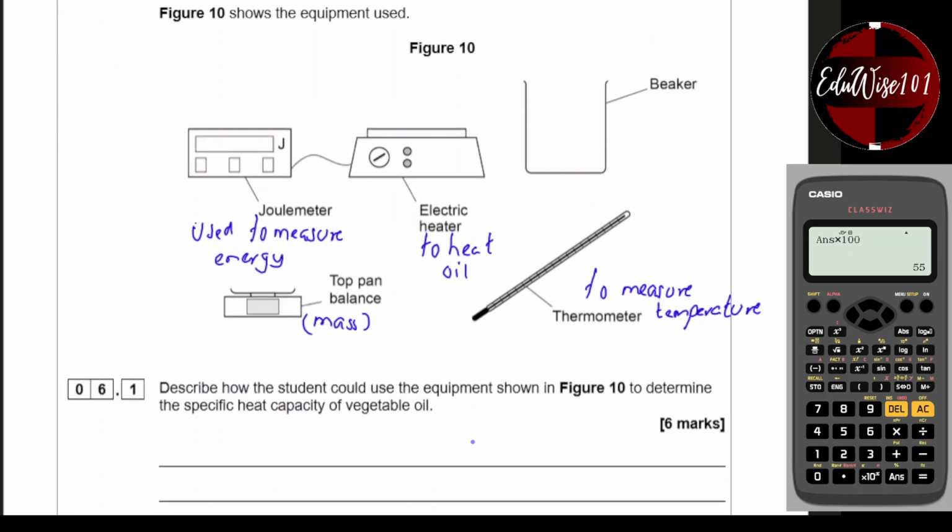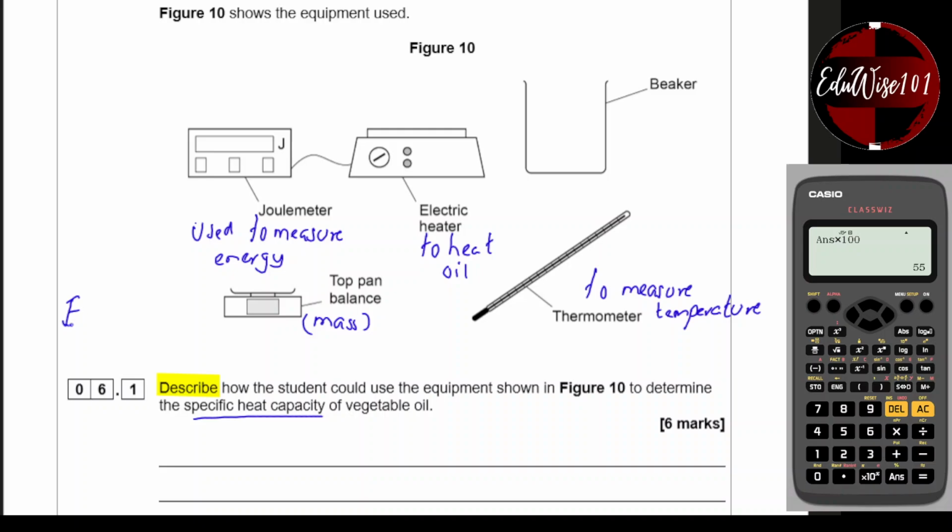So the question is 6.1. Describe how the student could use the equipment shown in figure 10 to determine the specific heat capacity of the vegetable oil. So you are describing how you would do this experiment. Now, to find the specific heat capacity of vegetable oil, you need to think about the equation. If you look in the equation sheet, you'll find this equation.